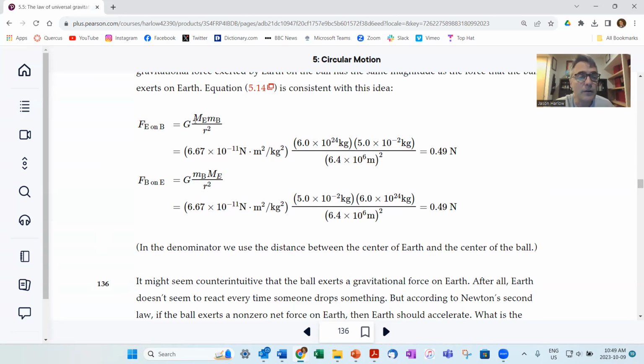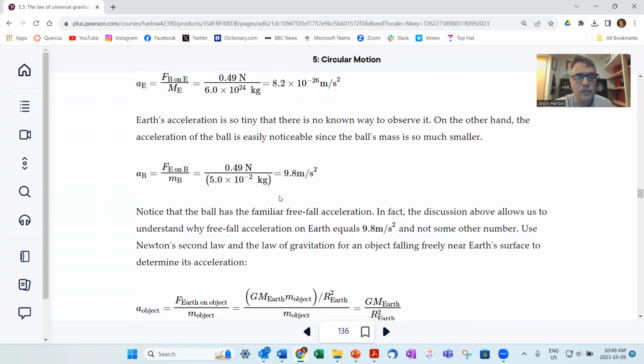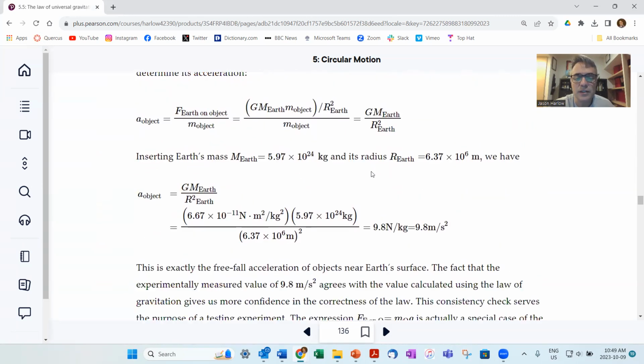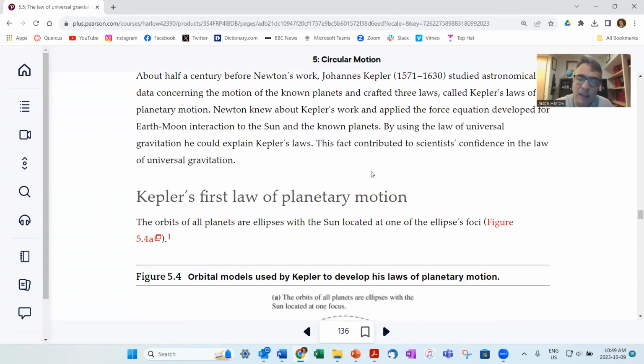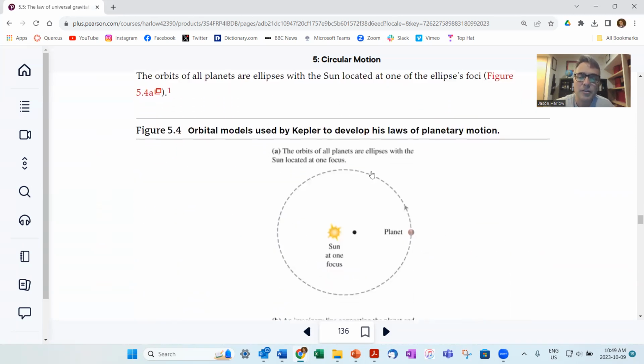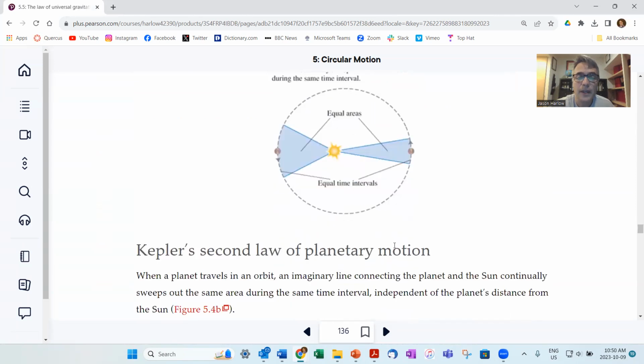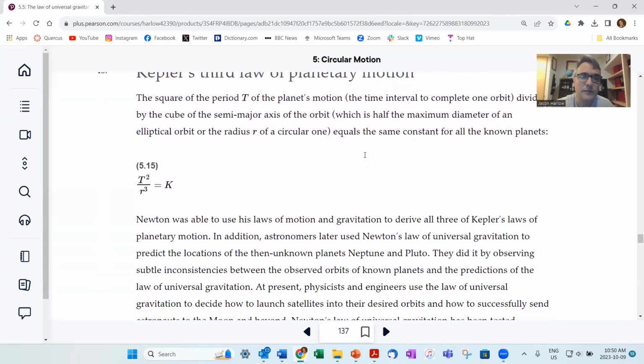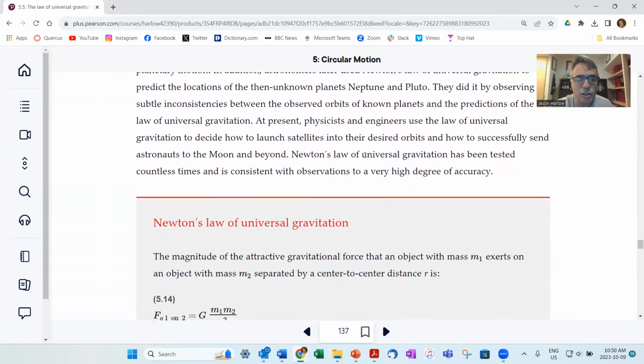It comes from the mass of the Earth times capital G divided by the radius of the Earth squared. So that's good to know. The acceleration of the object is given there. There's a little bit about Kepler's first law of planetary motion: as a planet orbits the sun, the reason for that is that the sun is pulling the Earth or the planet towards it with this gravity force. And it goes through the 3 laws of Kepler's of planetary motion.